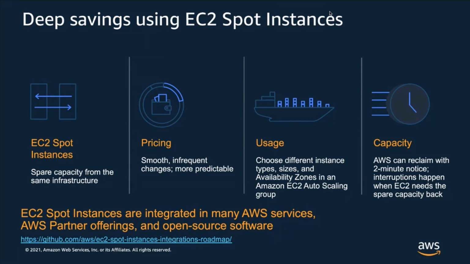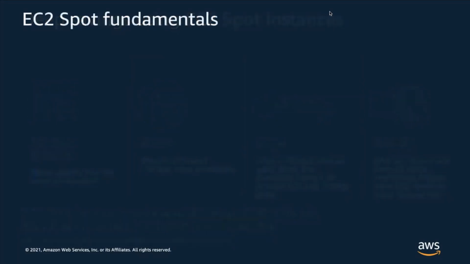Spot instances have also been integrated in many other AWS services, partner offerings, and open source software. We do have a public roadmap for our EC2 Spot instances integrations. So if you'd like a piece of open source software to better take advantage of spot instances, please check out the public roadmap here. The link's at the bottom, and please feel free to open an issue and communicate directly with us around anything you'd like us to work on.